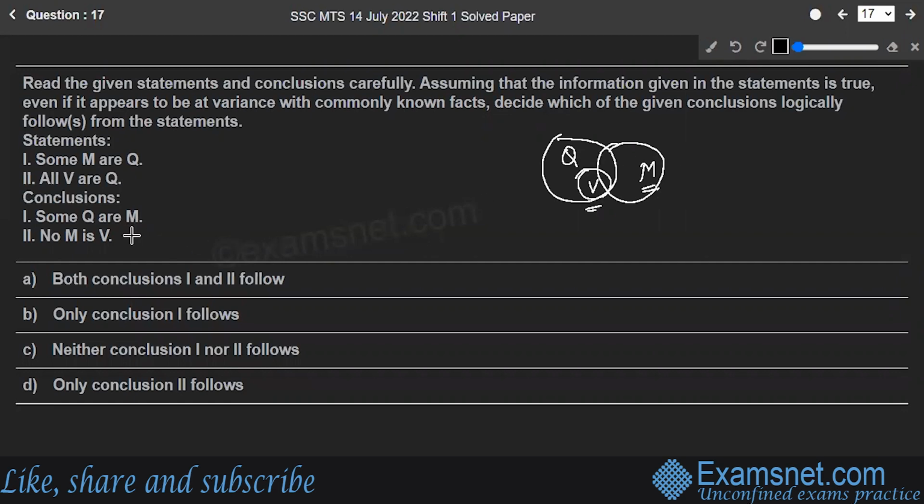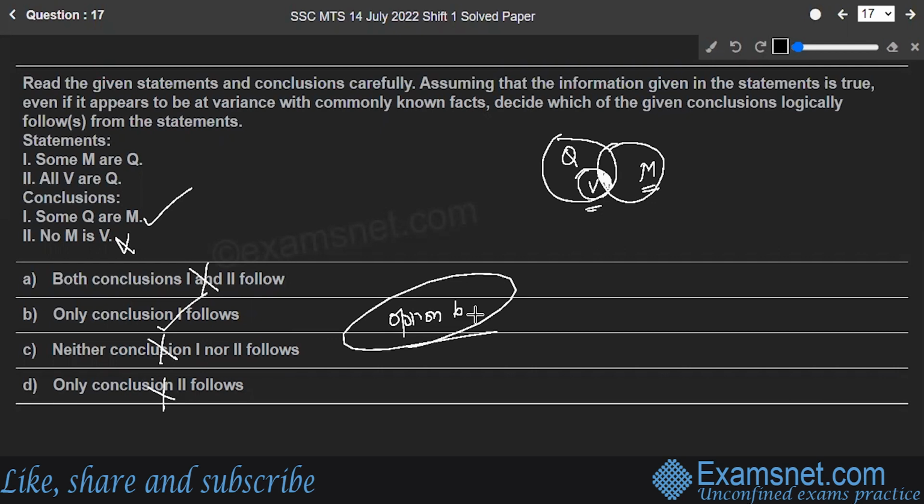Now the conclusions are: some Q are M, that is absolutely correct. Some Q are M. No M is V? No, this set, these are the M's which are V as well. So this is incorrect. From here, both are true? No. One is true, that's correct. Neither is true, incorrect. Only two is true, it's incorrect. So option B is the correct answer to the question, that only the first conclusion is the correct one.